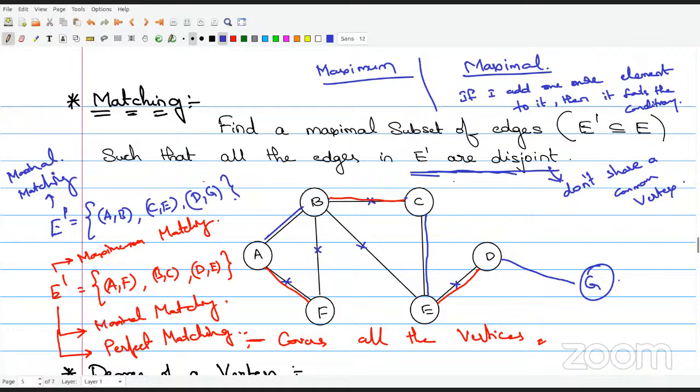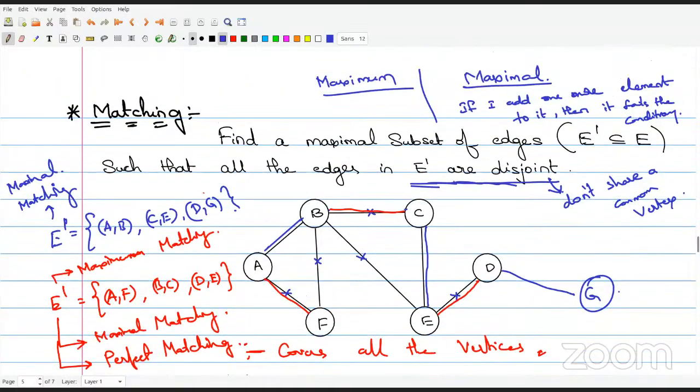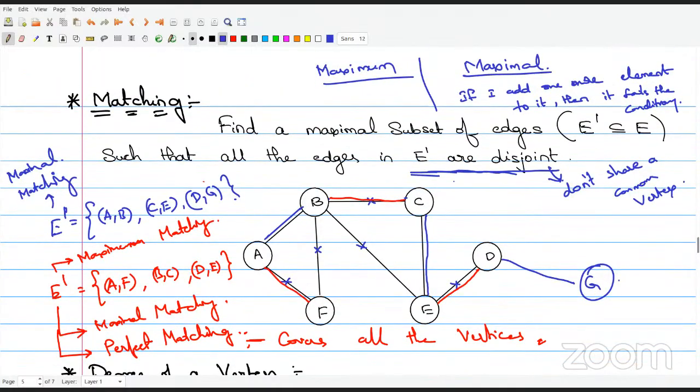So are you saying that a perfect matching would have an even number of edges? No, not the edges. I mean, if the graph has an even number of vertices, then only a perfect matching may be possible. It is not a must, it may also be possible.